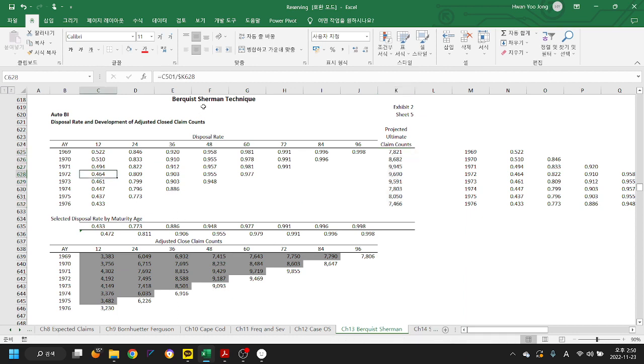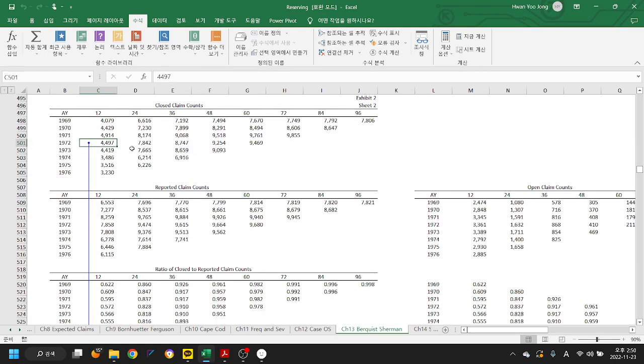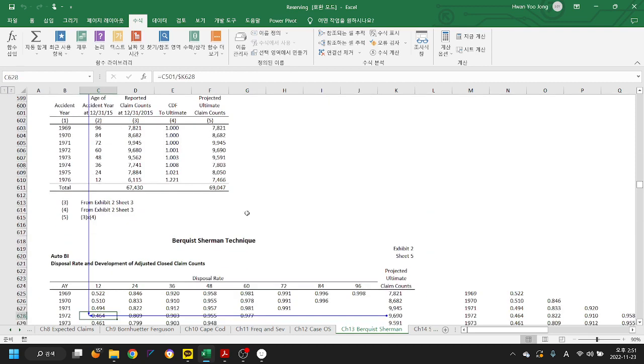And then I get this ratio, using this formula. Out of the total, let's say 9,690 claims so far by the end of 1972, how many claims are closed so far? Closed means I settled the claims, so the claimant or policyholder is happy, right? The accident occurs and I pay out all the liability. That's what it's talking about.